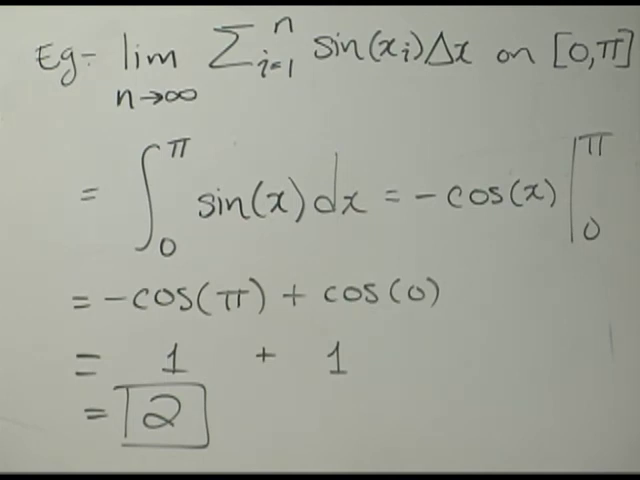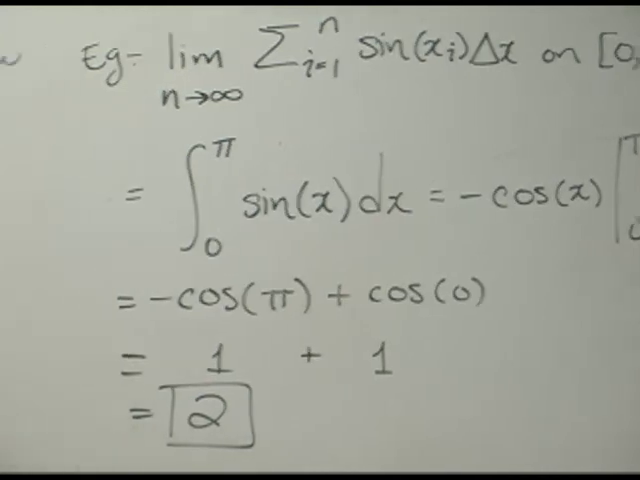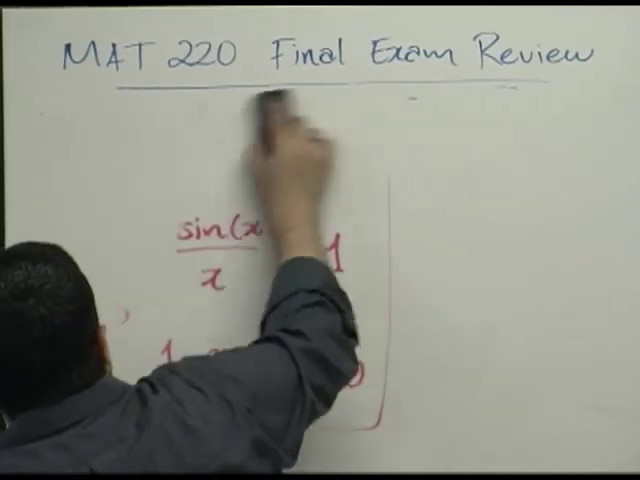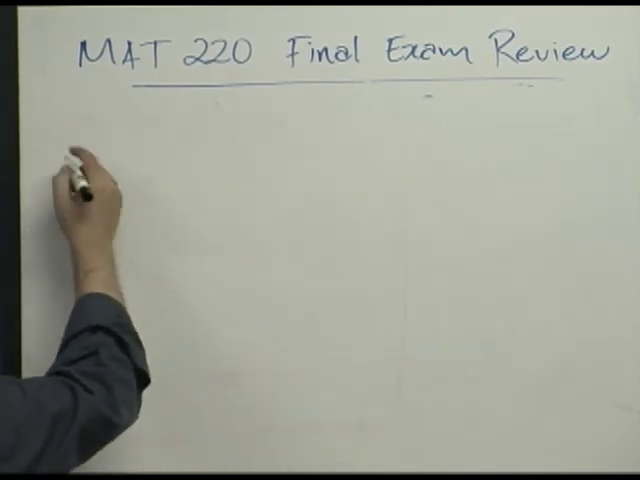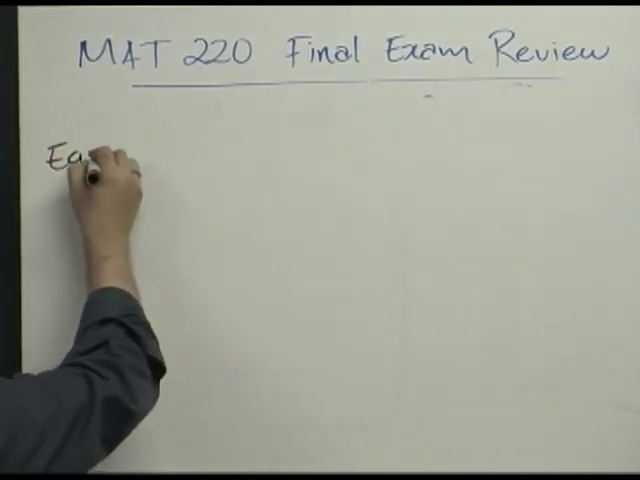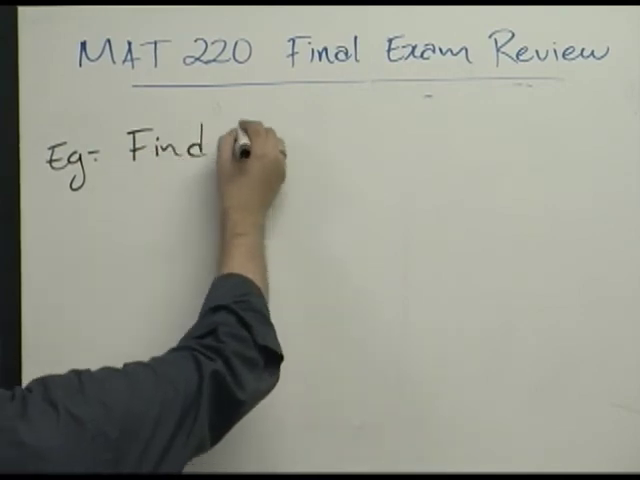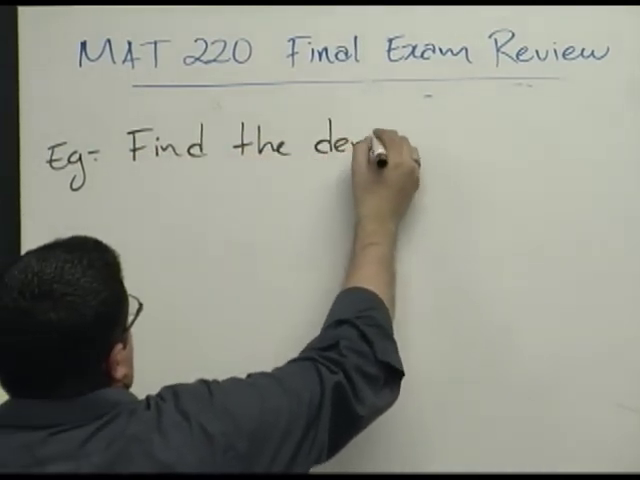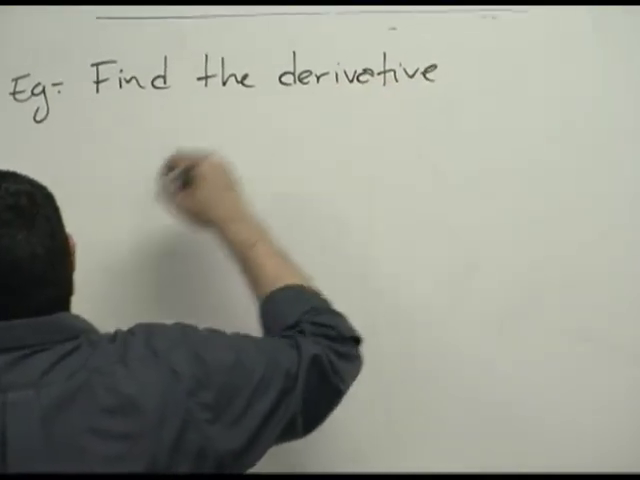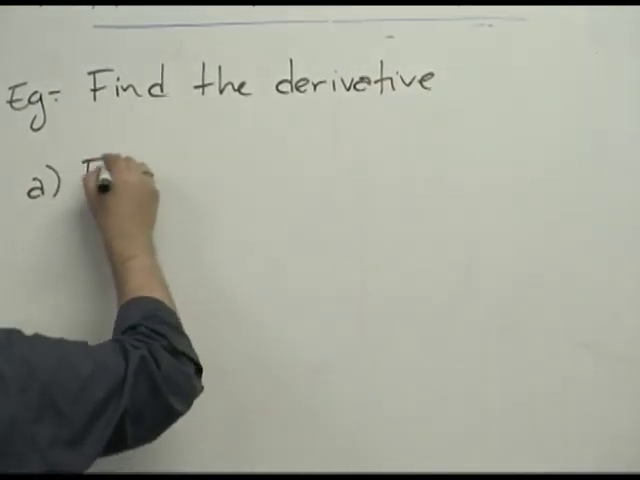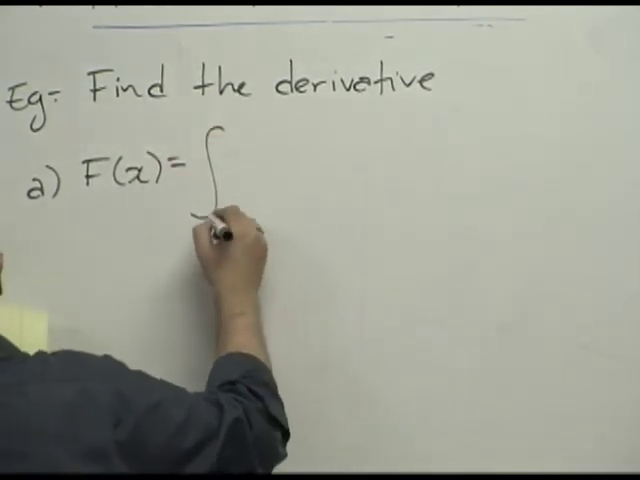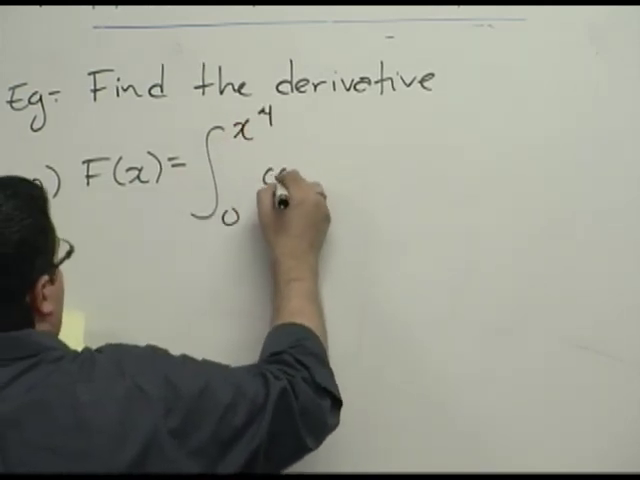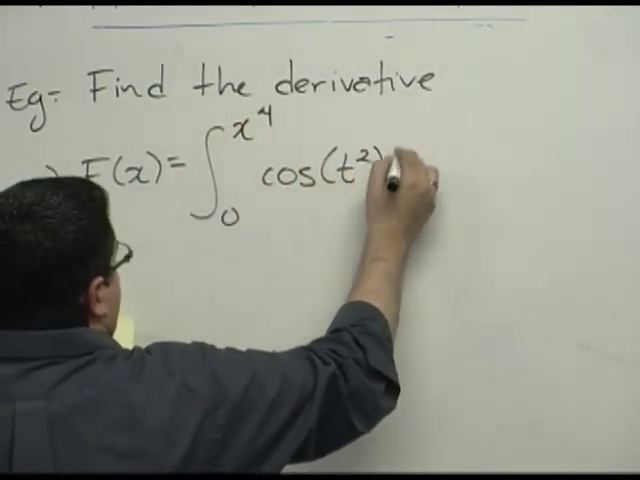Okay, let's do a few more things with integration then. How about this one? Find the derivative. But I'm going to give you guys a function capital F of x as being the integral from 0 to x to the 4th of the cosine of t squared dt.